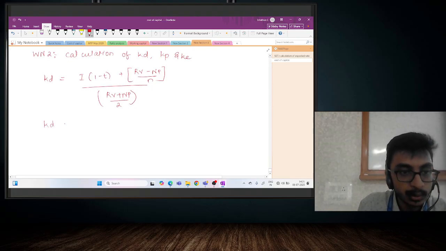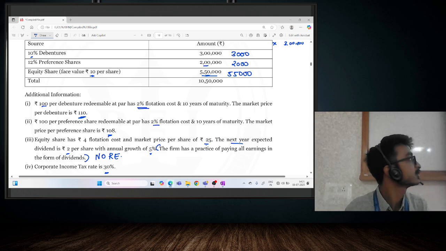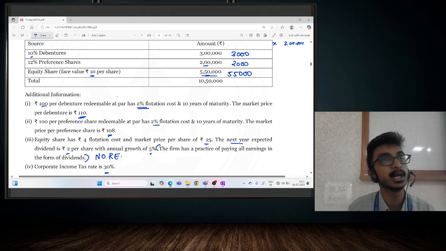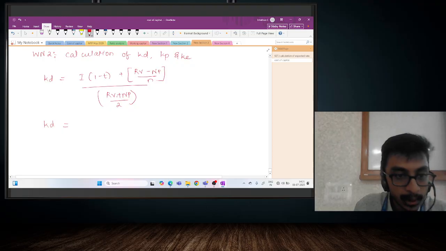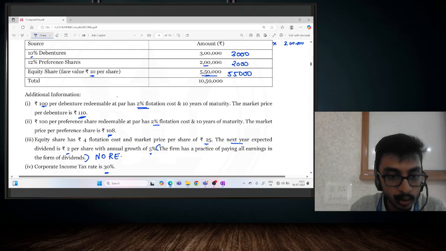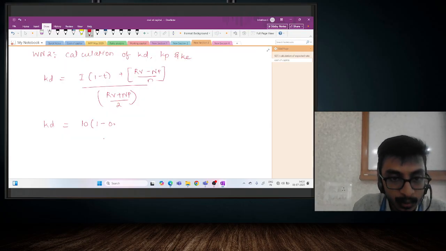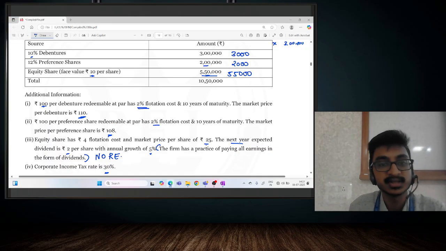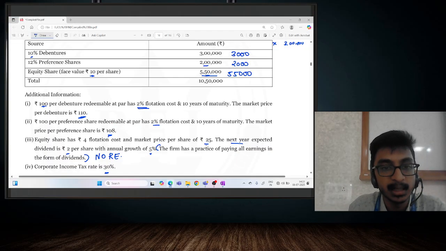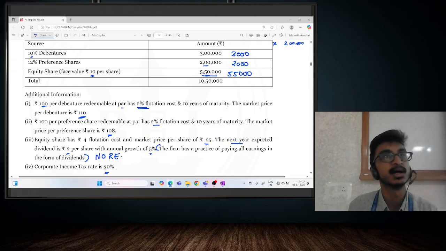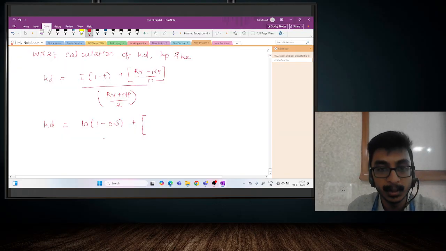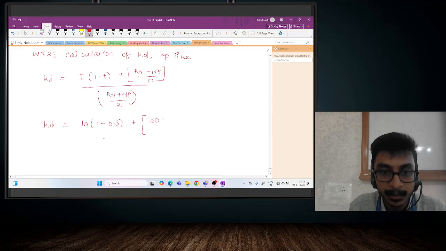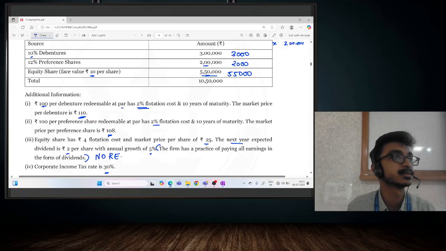Cost of debt is equal to, for debt what is the coupon rate in this question? 10%. Face value is rupees 100. So what is the amount of interest the company has to pay? 10 rupees into 1 minus tax rate, given in the question as 30%, plus, in the question it is clearly mentioned that the debentures are redeemable at par. Par value is nothing but face value. So the debentures are going to be redeemed at 100 rupees minus, what are the net proceeds?